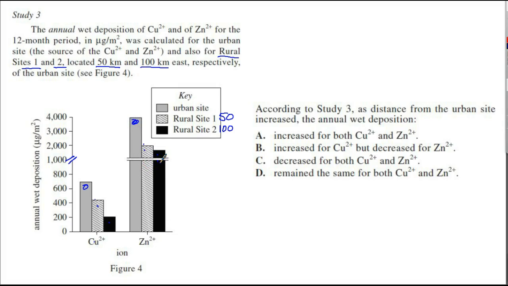So according to study 3, as a distance from the urban site increased, the annual wet deposition did what? We know the urban site, as distance increases, the deposition decreases. So we can get rid of A, we can get rid of B because they both say increased. We can get rid of D, it says remained. C, decreased, is our best answer.